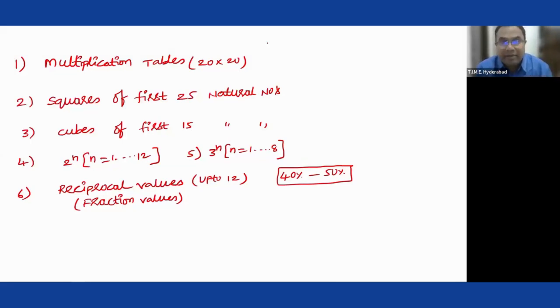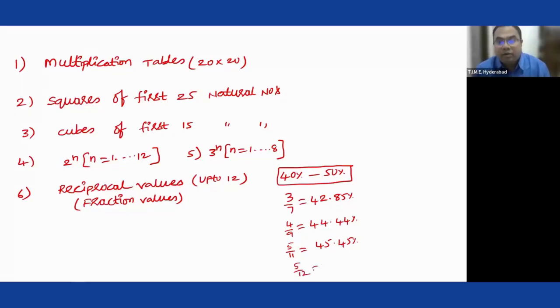Between 40 and 50, would anybody like to answer? What are the standard reciprocals you know? One is 3 by 7. This is how I want you to learn, 42.85%. Then you have 4 by 9, 44.44%. Then you have 5 by 11, 45.45%. One more is there. Can anybody?